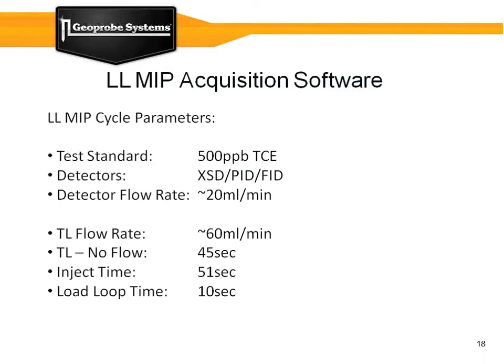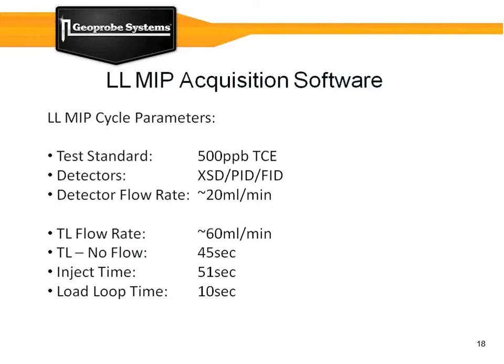The detectors that we're going to be using are an XSD, the halogen-specific detector, PID, and FID. Our detector flow rates, again, the constant flow rate to the detectors is going to be about 20 mils a minute. And then downhole in the trunk line and in the probe, when our trunk line flow is going, we're going to be operating at approximately 60 mils a minute.